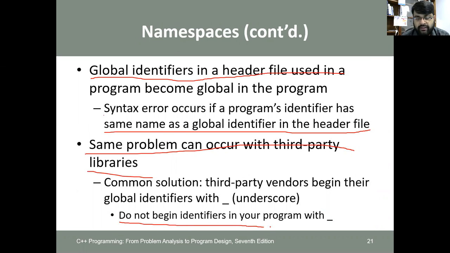Do not ever begin your identifier in your program with an underscore, because that is the common theme used by third-party vendors. Whichever headers you're including may already have declared a variable with the same name with an underscore. If you do not use an underscore, we are kind of safe. So that is the common solution. Of course, if you're declaring a variable as global, it is visible anywhere in the whole program, including other files, and we'll see how to include other files later on. It's always a good practice to use unique names for global identifiers.